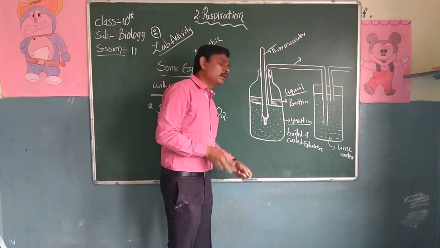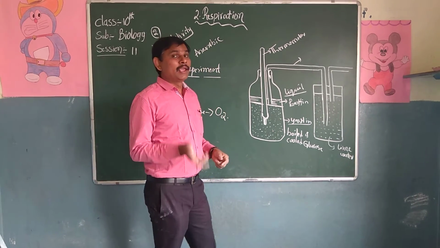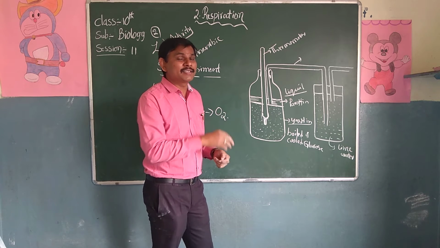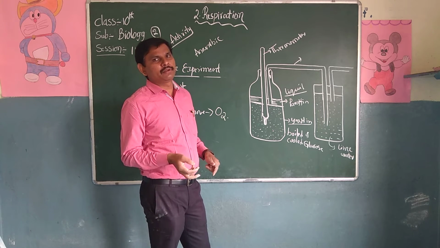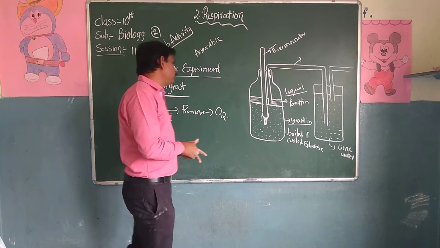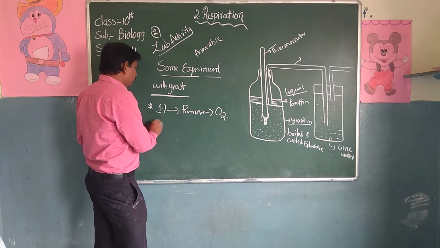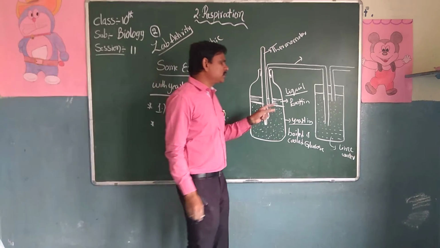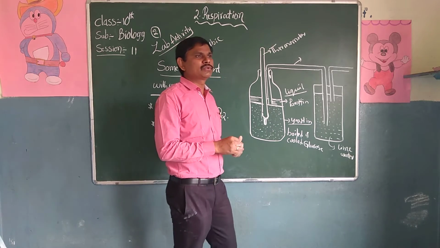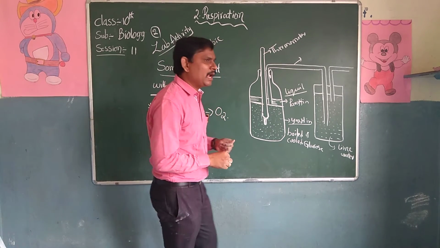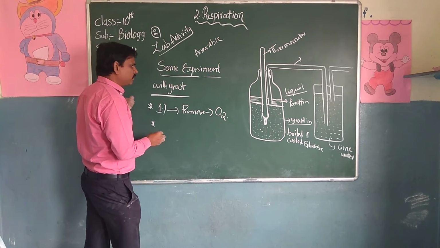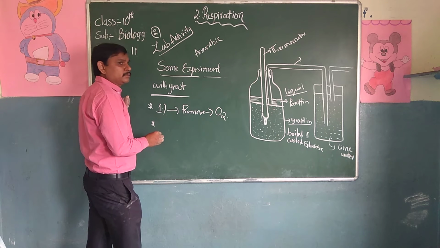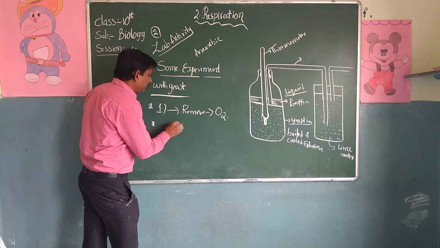How should we know, after boiling the glucose, whether oxygen is present? Otherwise our experiment will fail. That's why we have to do one more test. To check whether oxygen is present or not in the glucose, we have to add a few drops of Janus green B.